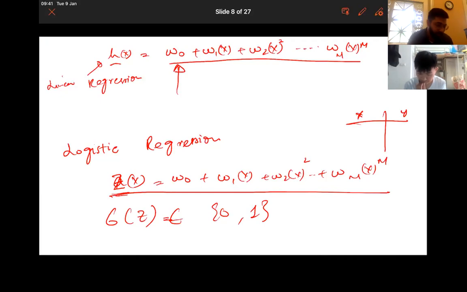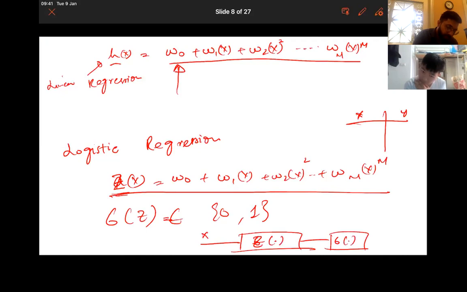So now it's a classification problem. The pipeline would look something like this. For x, you pass it through this function z, then you pass it through the function sigma, and the output would be your hypothesis function, because now it's between 0 and 1. Does it make sense? Does everyone understand my pipeline? Okay, perfect.